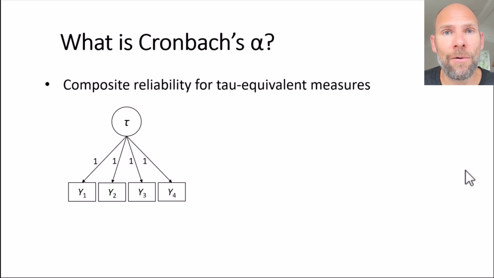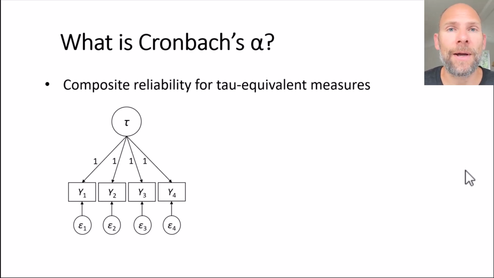Furthermore, in the tau equivalent measurement model, we have error variables epsilon, and they are uncorrelated for different tests. So the error term for example, test 1 does not correlate with the error term for test 2. And then also the error variables by definition are uncorrelated with the true score variable tau. And so under this measurement model, Cronbach's alpha can be used as a composite reliability measure.